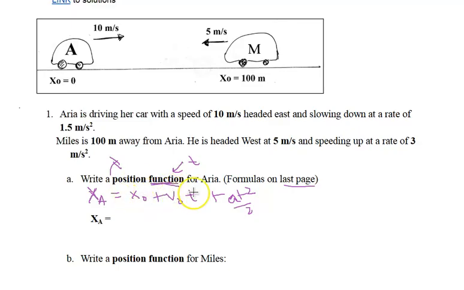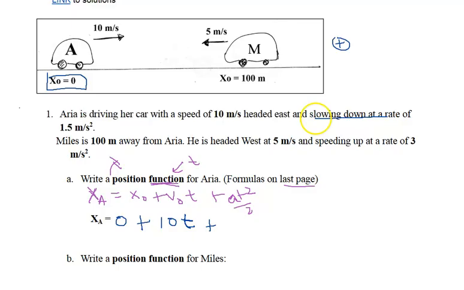Okay, so this is the general formula for position function, and this is the order in which you want to make decisions about what's happening. So x naught is where she begins, and she begins at 0. V naught is her speed and direction, and her speed is 10, and it's going to the right, so that's a plus 10. T is the input, so we're just going to leave it as t, so we can plug in any t we want.